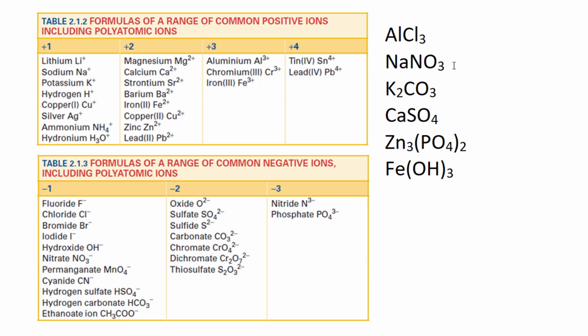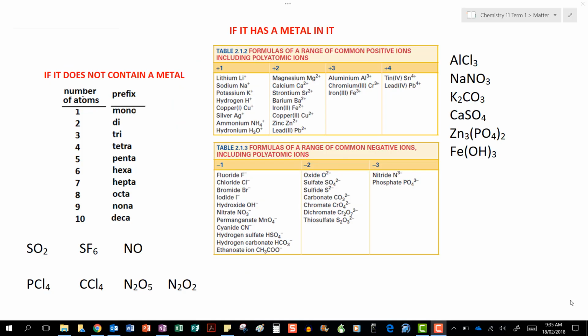Each ionic compound is named the same way. First, we work out the metal that the ionic compound contains, and then we work out the name of the anion or polyatomic ion it is grouped with, using the tables. This one has the metal potassium and the polyatomic ion carbonate, so its name is potassium carbonate. This is calcium sulfate, zinc phosphate, and iron hydroxide.